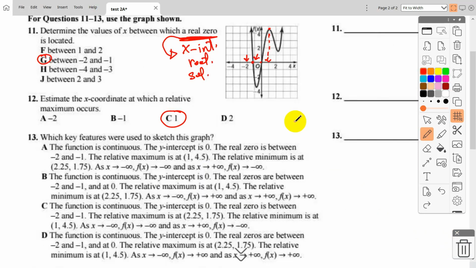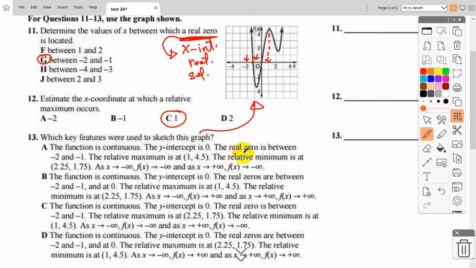Question 13 says, which key features were used to sketch this graph? The first choice: the function is continuous. All the choices say the function is continuous, so okay, this function is continuous. Then I'll continue. The y-intercept is 0. That's right.